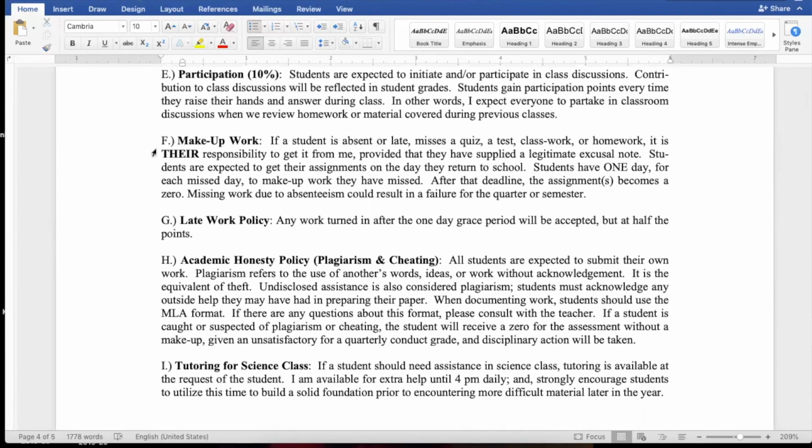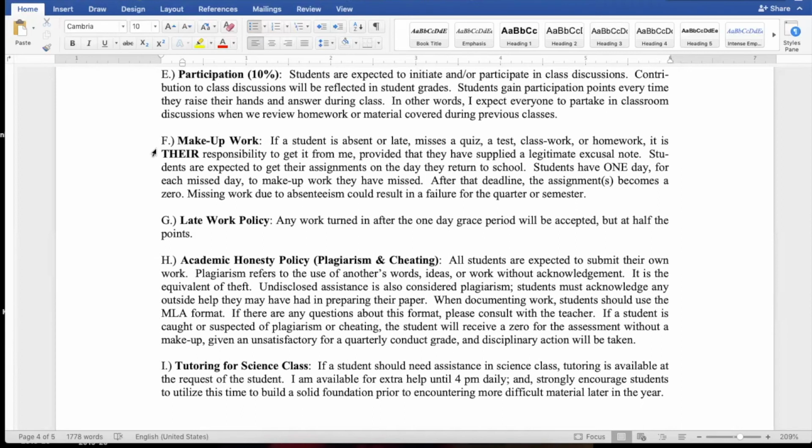Make up work. If a student is absent or late, misses a quiz, a test, classwork, or homework, it is their responsibility to get it from me, provided that they have supplied a legitimate excusal note. Students are expected to get their assignments on the day they return to school. Students have 1 day for each missed day to make up the work they've missed. That means if you are absent for 2 days and you do have an excuse note, then you have 2 days to make up the work. If you are out for 3 days, you have 3 days to make up the work. After the deadline, the assignments become a 0.